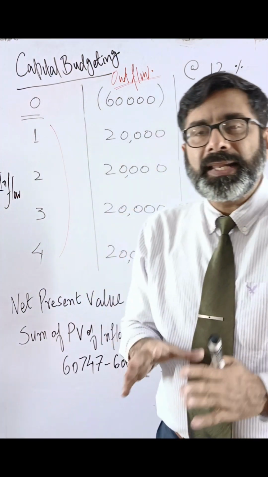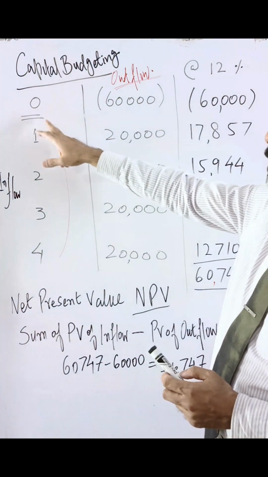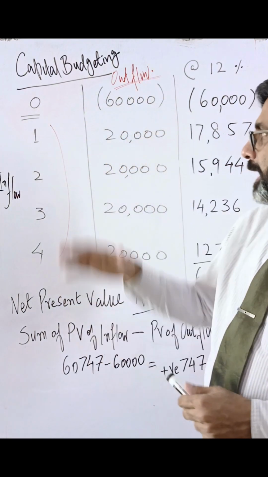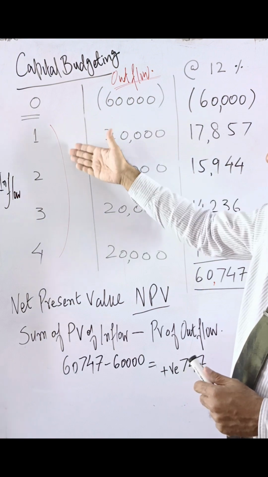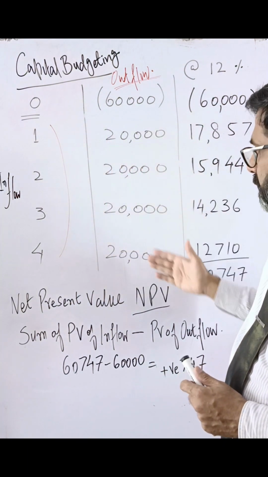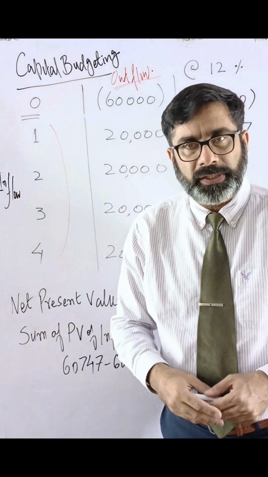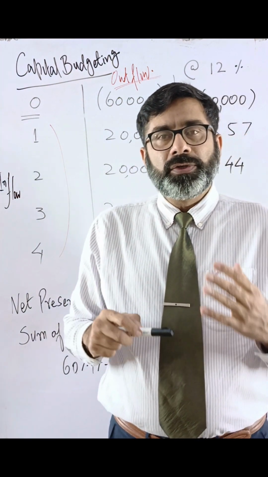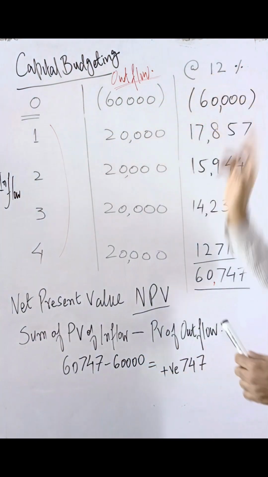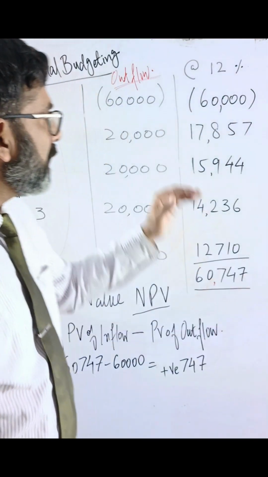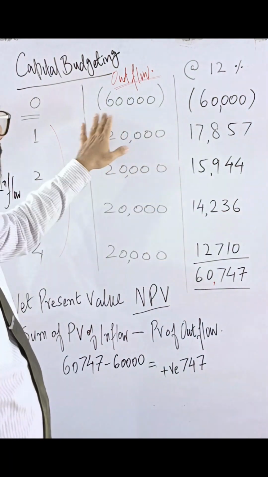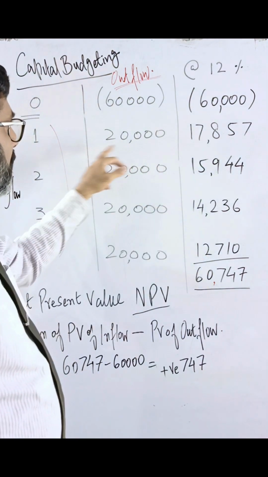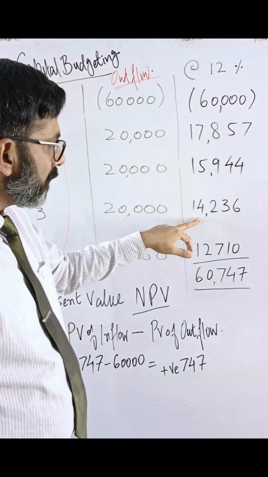In a simple example, we have one project with a total outflow of 60,000, and inflows for the next 4 years of 20,000, the same inflow each year. The discount rate or required rate of return that we are going to use is 12%. For the 12% discount rate, if we calculate the present value, obviously for the 60,000 it will be the same because it is the current period. For the next years it is 17,000, 15, 14 and 12.